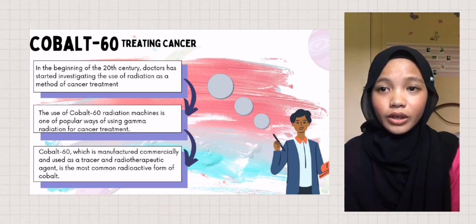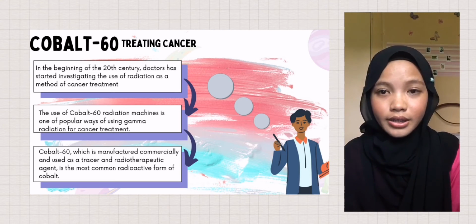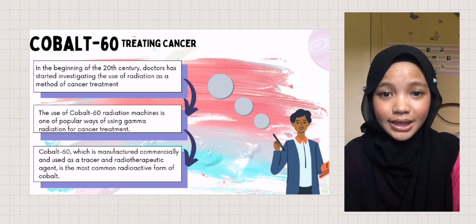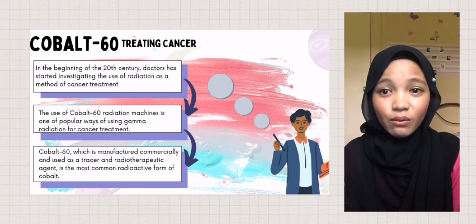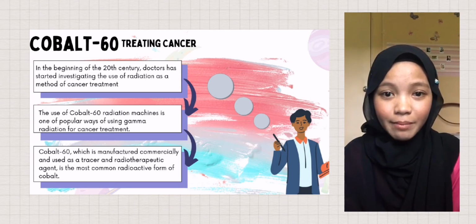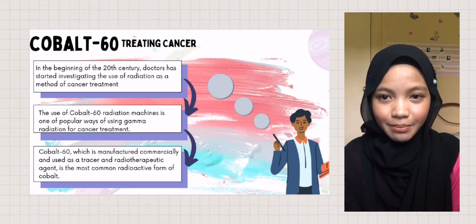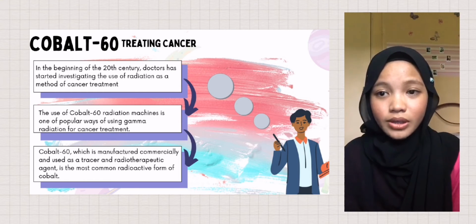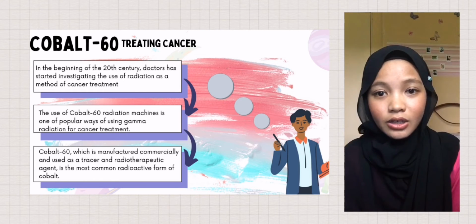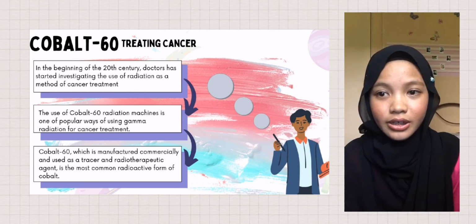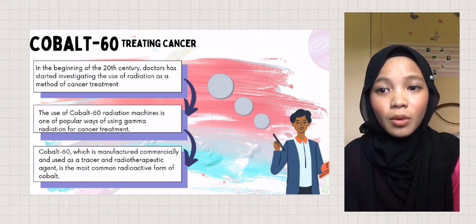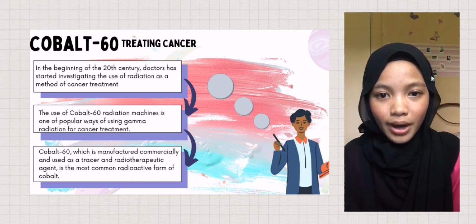In the beginning of the 20th century, doctors started investigating the use of radiation as a method of cancer treatment. The use of cobalt-60 radiation machines is one of the popular ways of using gamma radiation for cancer treatment. Cobalt-60, which is manufactured commercially and used as a tracer and radiotherapeutic agent, is the most common radioactive form of cobalt.